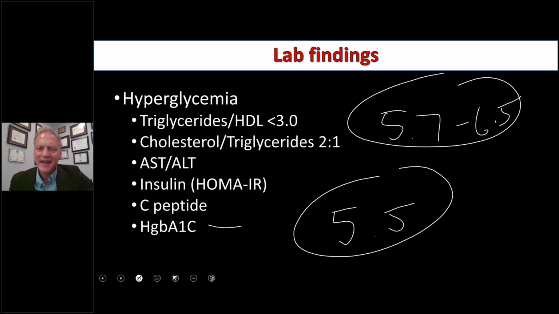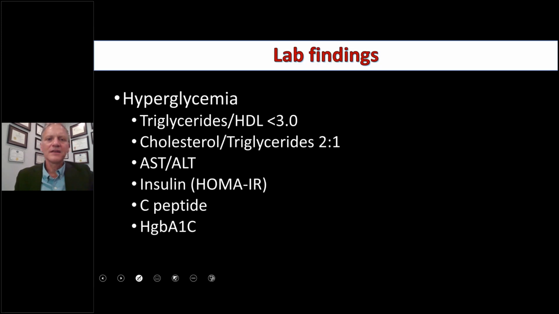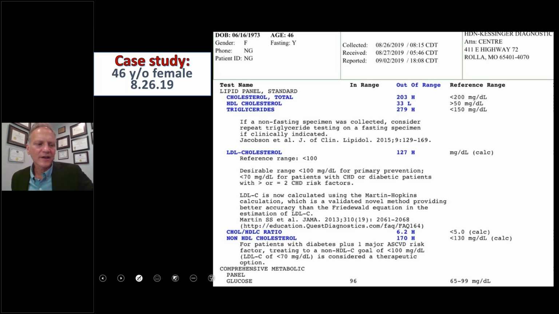Well, we have to go through the mechanisms, find patterns that are going on, build a strategy, and make sure our strategy is working by re-examination and re-labs. Let's look at a few of these. Hyperglycemia. Okay, these labs. Let's look at a couple of cases right here.